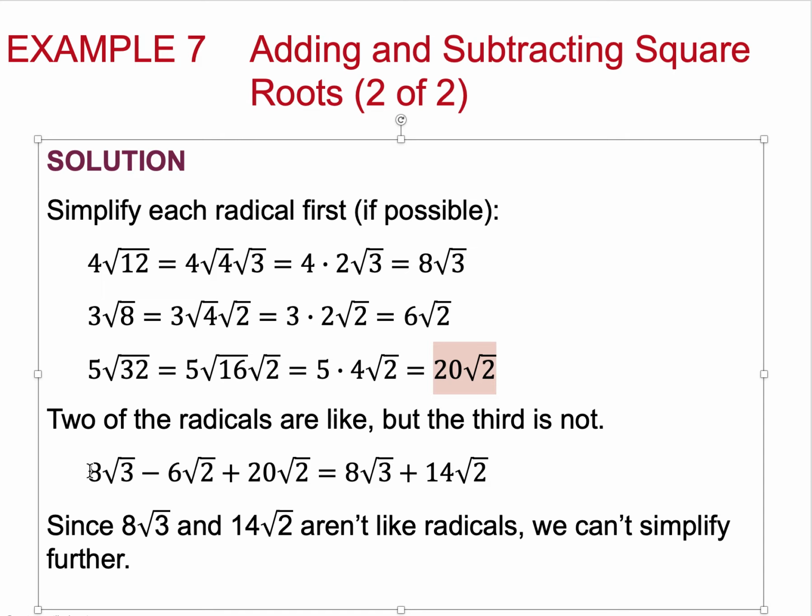and that's okay. So I'm going to rewrite the problem out as 8 square root of 3 from here, 6 square root of 2 from here, and 20 square root of 2. Because these are both square roots of 2, they are considered like terms. So I can do negative 6 plus 20, which is 14. So that's where that 14 comes from. The 8 square root of 3 I can't combine with anything, so it's just still there. And then this is the fully simplified like terms of that.